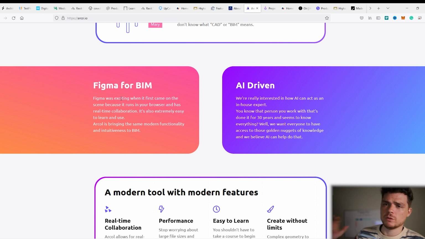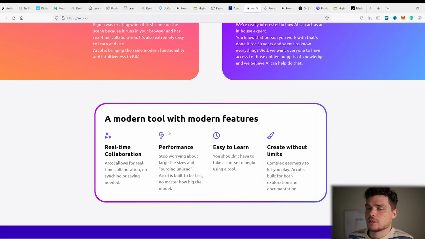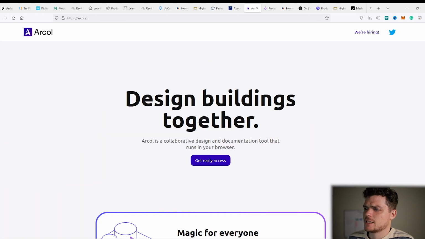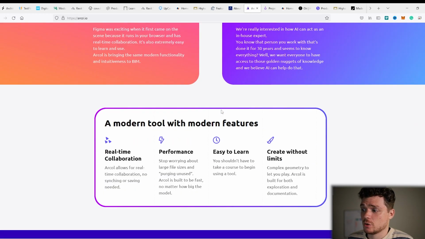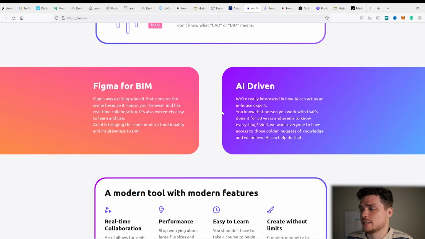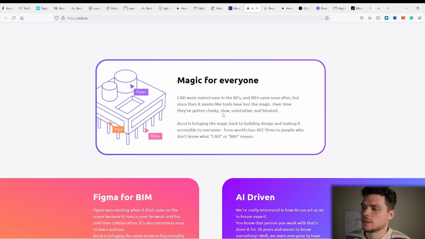So those of you who know Figma, it's very intuitive, it's easy to use, and they're going to develop a tool like that, except for a BIM software. So this is a direct competitor to companies like Revit and ArchiCAD. Again, it's such an early stage in this tool. It'll be interesting, just something to monitor and take a look at as it gets developed.